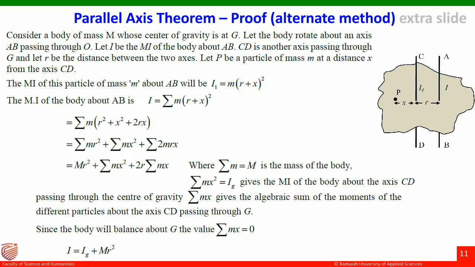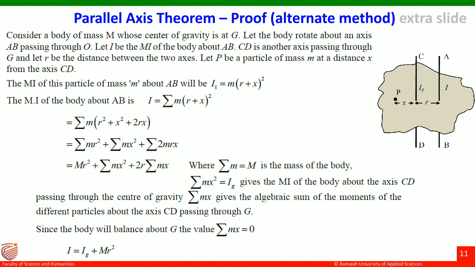And the last term, where we have summation of mx, gives the algebraic sum of the moments of different particles about the axis CD, which is passing through G. Now, please remember that whenever we consider moments of different particles about that axis which is passing through G, the summation always becomes 0.